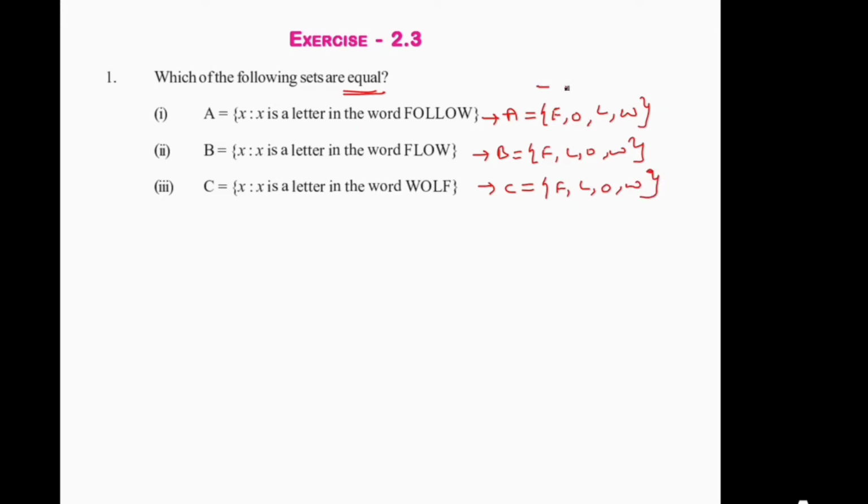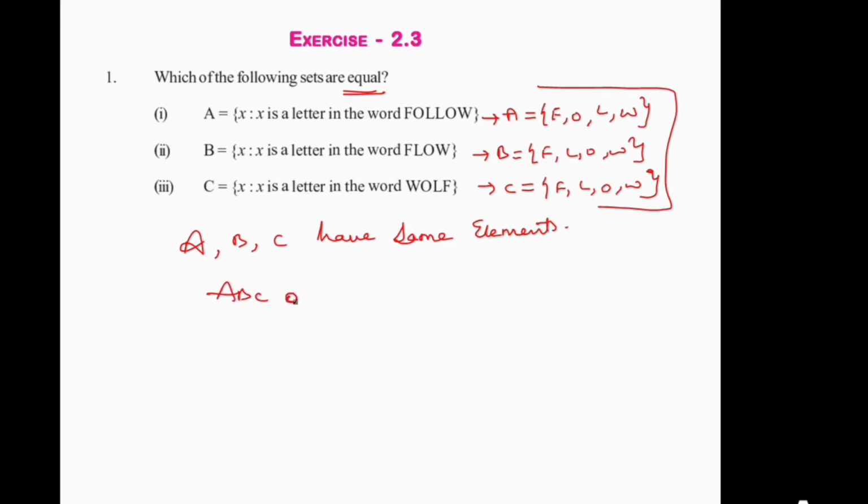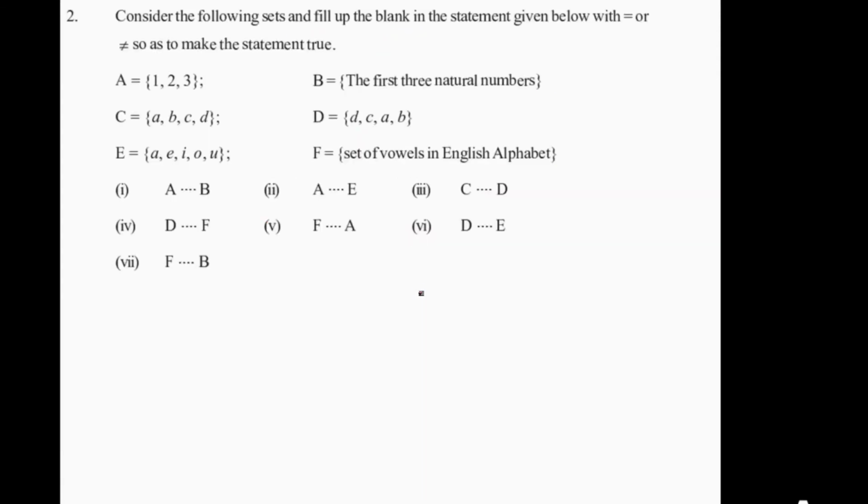So if you're looking at all this set of elements over here, they have the same elements, right? So I can write here A, B, C have the same elements. Hence I can also say that A, B, C are equal sets. So this is your A, right? So let's look at the next one.